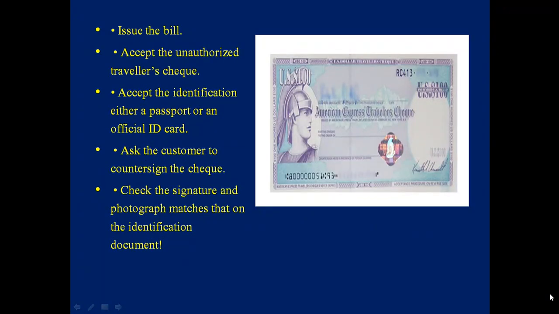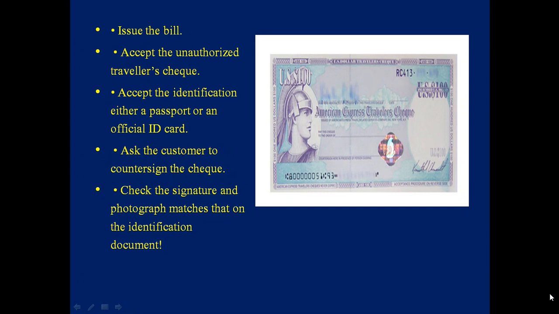Issue the bill. As soon as you receive the traveler's check, you need to issue the bill to the guest. Accept the authorized traveler's check. Do not accept any clone or duplicate traveler's check. Before accepting any kind of traveler's check, please cross check whether it's a duplicate one or original one with the proper company.